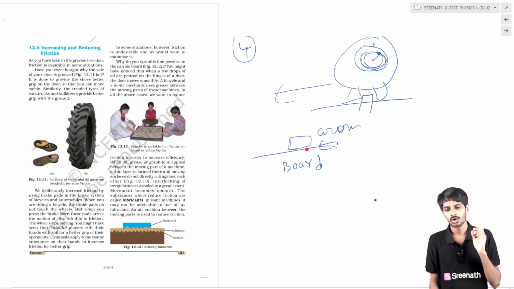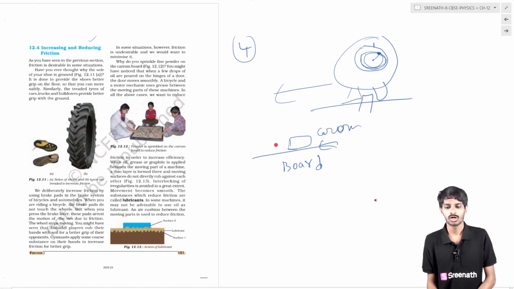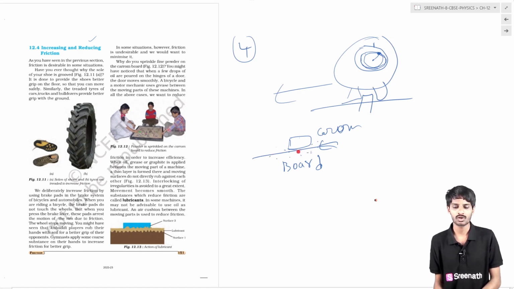So in order to reduce the friction, what will you do? You will apply some powder. It will act in between these two surfaces. What are the two surfaces? One is the carom and the other is the board. These two surfaces, and it acts like a lubricant. It will reduce the irregularities. This is surface 1, this is surface 2, and this is the lubricant. This is the powder, which will reduce the friction.